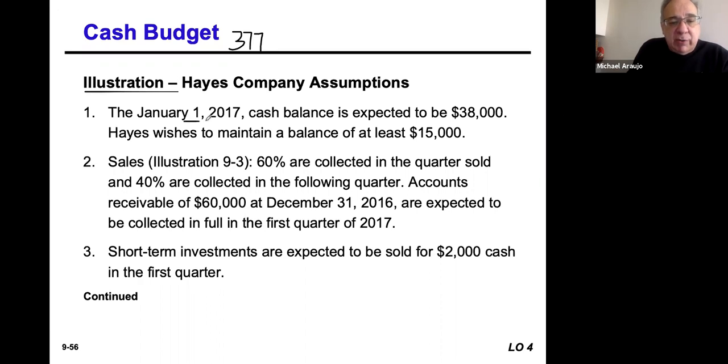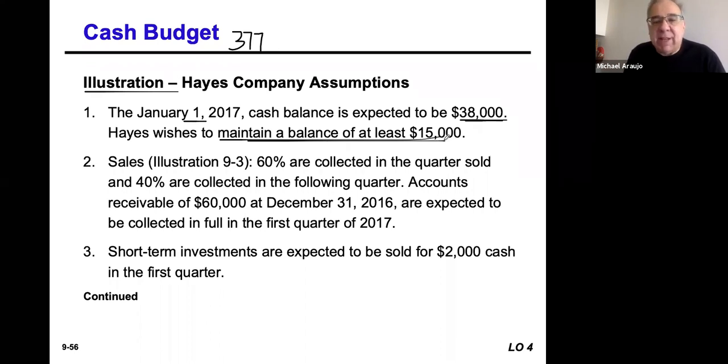Again, they start on January the 1st. There's a cash balance that's $38,000 to begin the year. Now, this is important to understand. Sometimes, it's not a good idea for businesses to have a very low balance in their cash account. So oftentimes they want to maintain a certain balance. This is part of policy at a lot of companies. And so in this case, Hayes Company says, look, we want to make sure at the end of every quarter, there's at least $15,000 in the account. If there's anything less than 15,000, we've got to go borrow. So that's important to know.